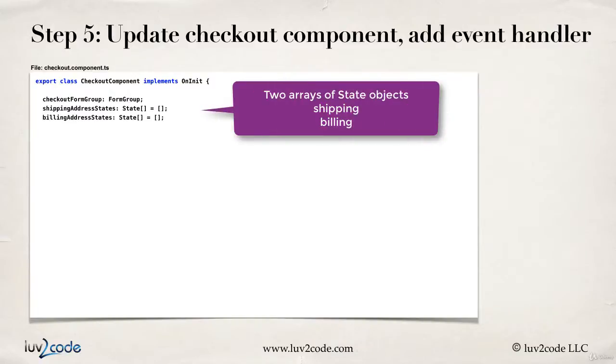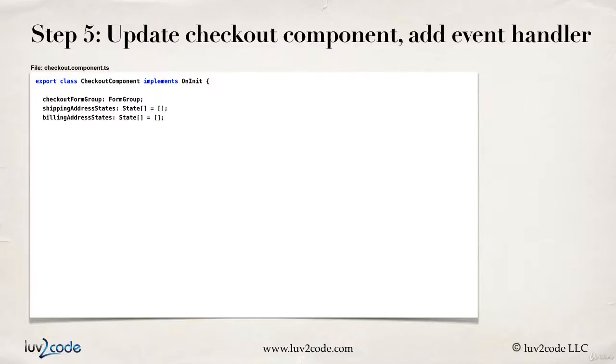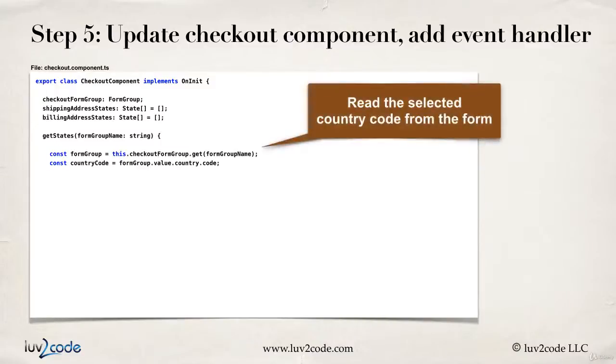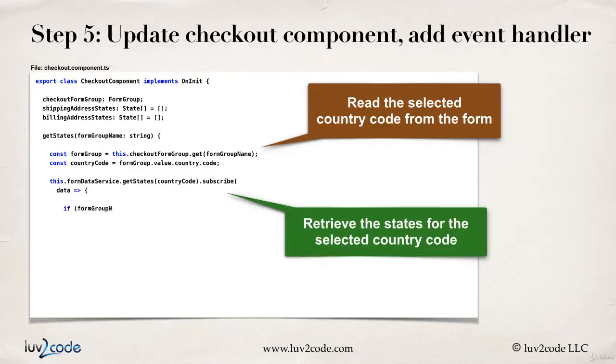So a couple of things here. One is that I'll define two arrays of state objects for shipping and billing. We want to keep those separate because when the user chooses their different countries, we simply want to update the appropriate states for that given section for shipping address or billing address. And then inside of this method getStates, they'll pass in the form group. So I need to figure out which form I'm using, if I'm using billing or shipping. But basically I read the selected country code from the form and I retrieve the states for the selected country code. So here I say if form group name equals shippingAddress, then I assign this.shippingAddressStates equals data, else this.billingAddressStates equals data.